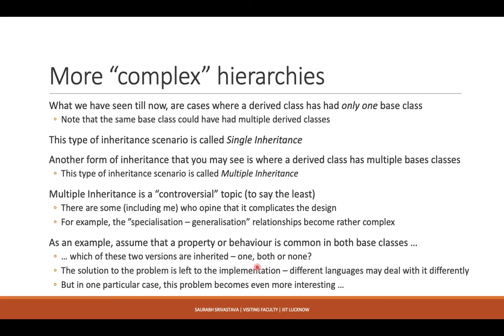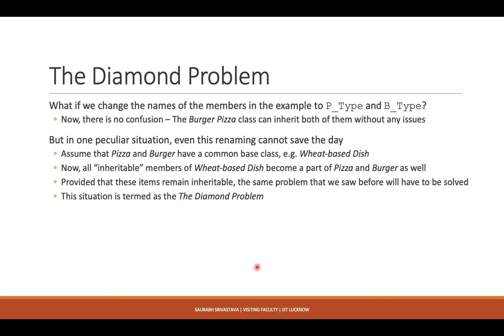Whether the language in which you are building your system supports multiple inheritance or not, that is one issue. If it does support multiple inheritance, how exactly is this problem solved? That is left to the language's implementation, so different languages might have different ways to deal with this. But there is one peculiar case in which this problem becomes even more interesting. It is known as the diamond problem.